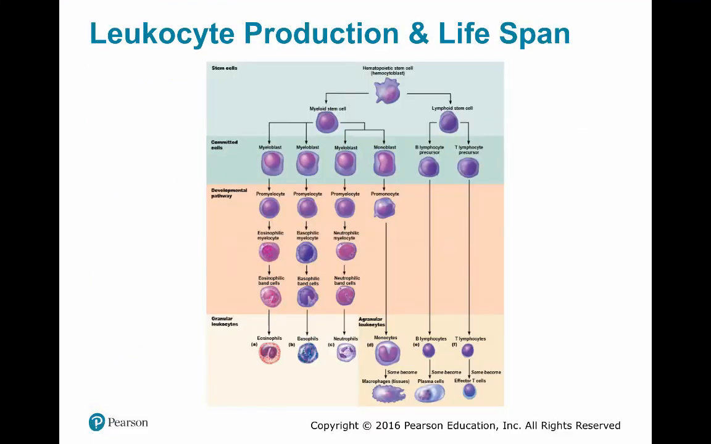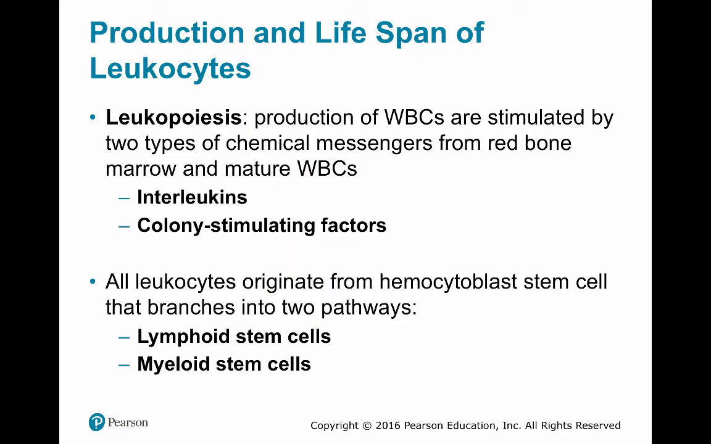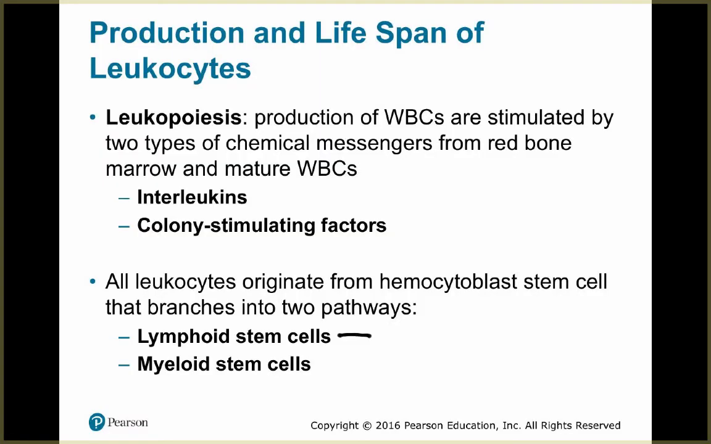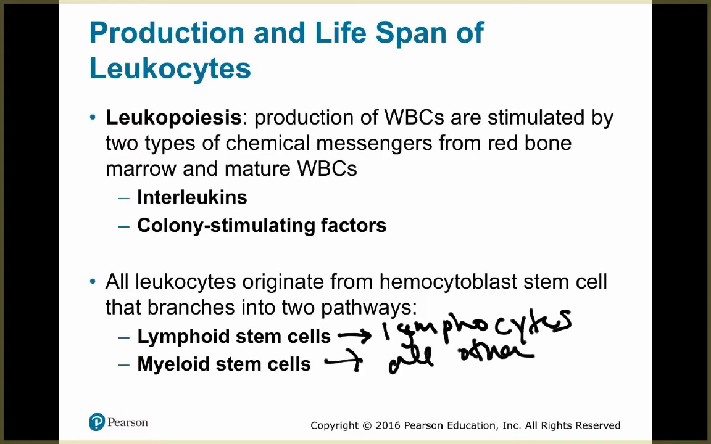So the lymph node is going to make lymphocytes, and then this myeloid, as you know, are all others. And remember, the myeloid stem cells are essentially the stem cells that start with erythropoiesis as well.